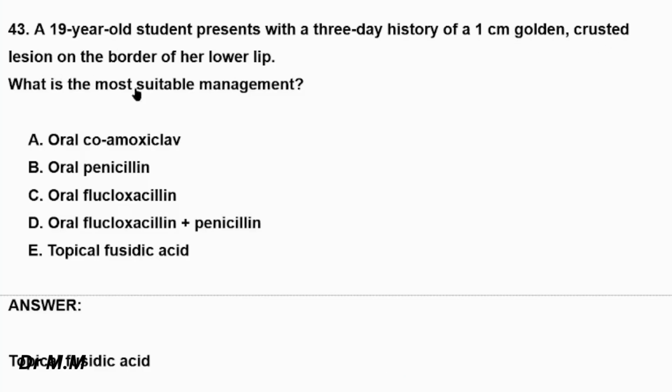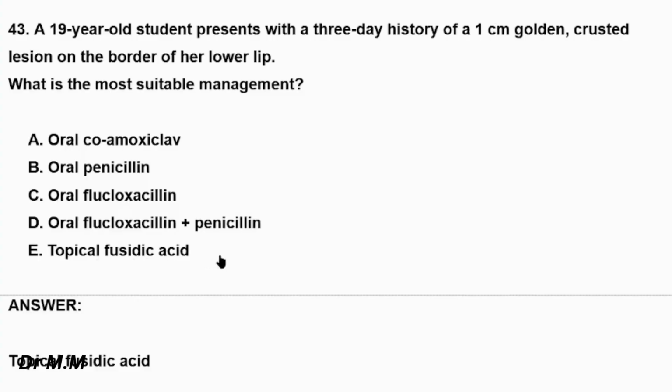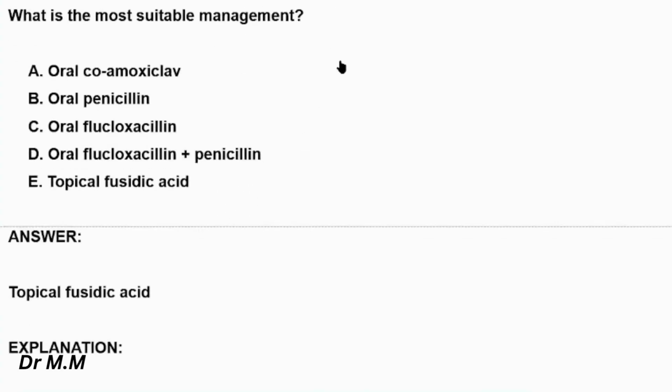Okay, here we have a young student coming with a 3-day history of a 1 centimeter golden crusted lesion on the border of her lower lip. It shows that the patient has impetigo, and the impetigo is localized and small. The treatment of choice in localized and small impetigo is topical fusidic acid. Okay, here we are going to explain it.